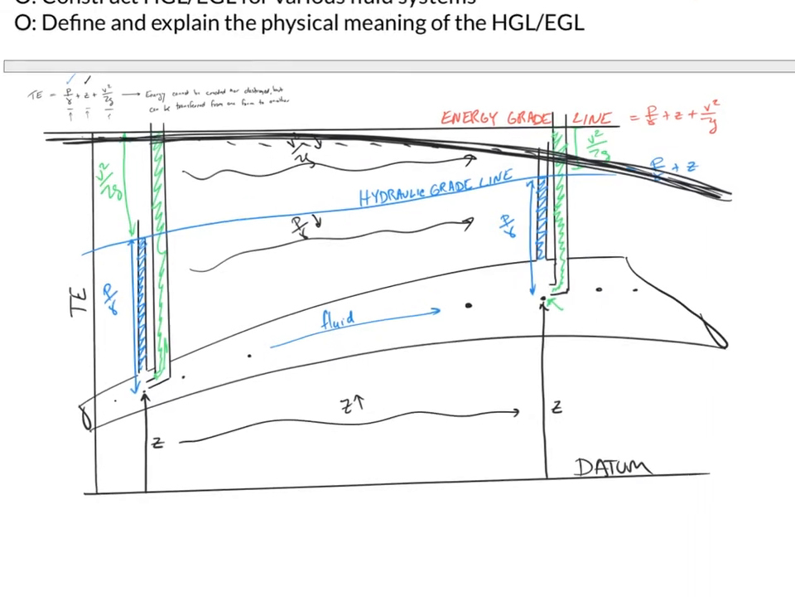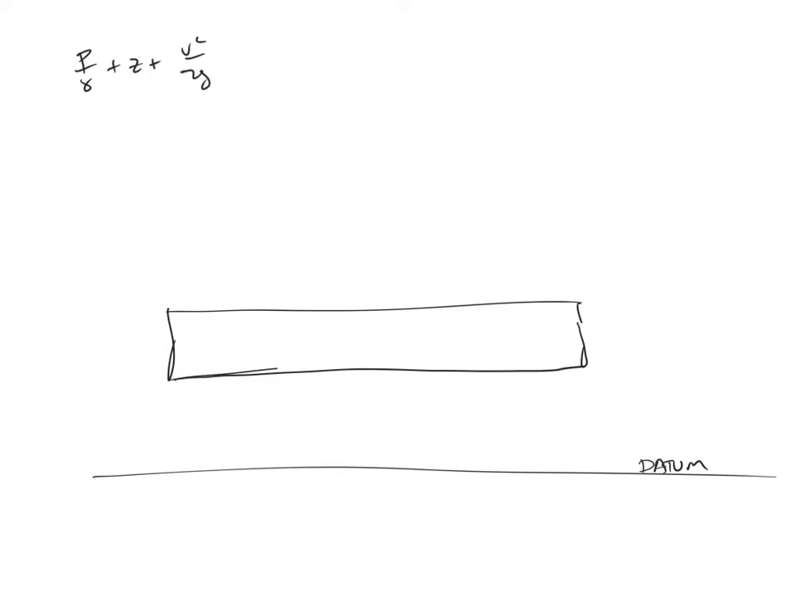But let's talk about a simpler system. I've got a pipe here, and we're going to imagine that it has a uniform cross-section, so not as poorly as I've just drawn it. We're going to draw it better. Here's a datum, and I want to think about these quantities. We're looking at P on gamma plus Z plus V squared on 2G.